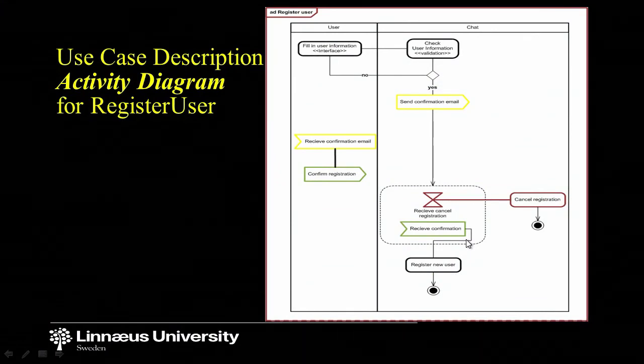And here we have two possibilities. Either time runs out, we have a timer, say, like 3 days. If you haven't confirmed in 3 days, you're out. We cancel the registration. Otherwise, we will receive the confirmation, and we register a new user. You can see the black dots here represent the termination of the use case. So the flow of events in here covers a couple of possible scenarios.